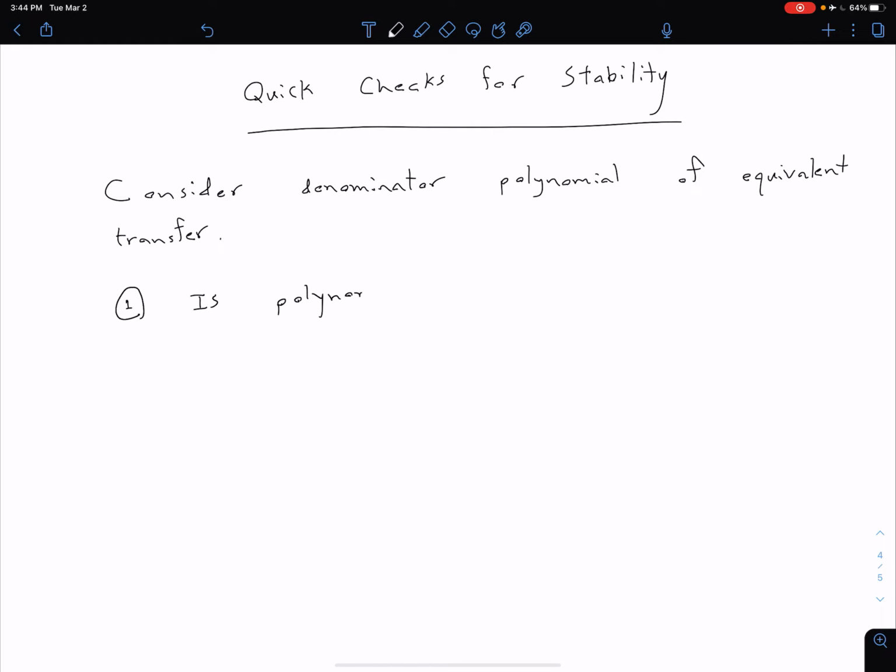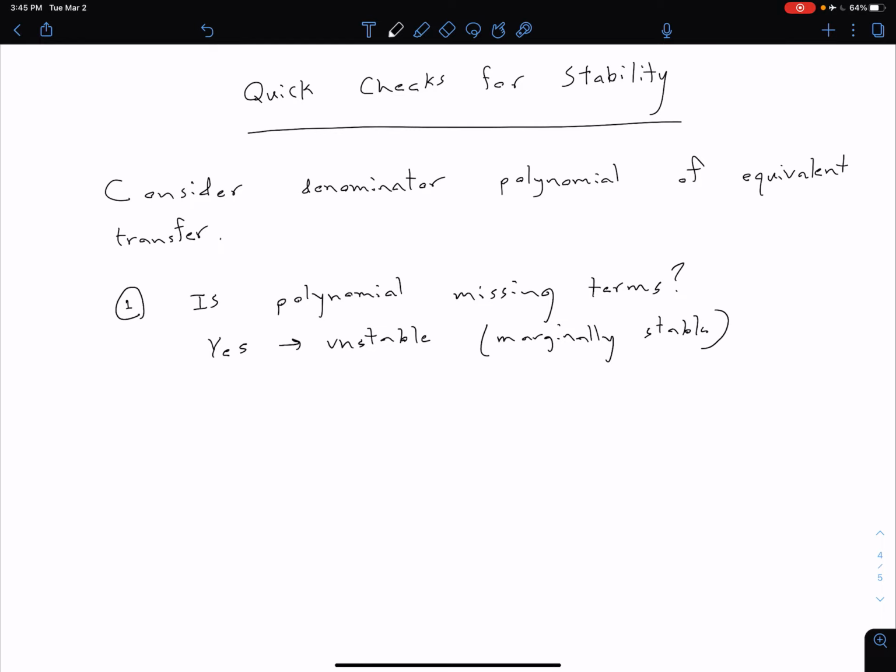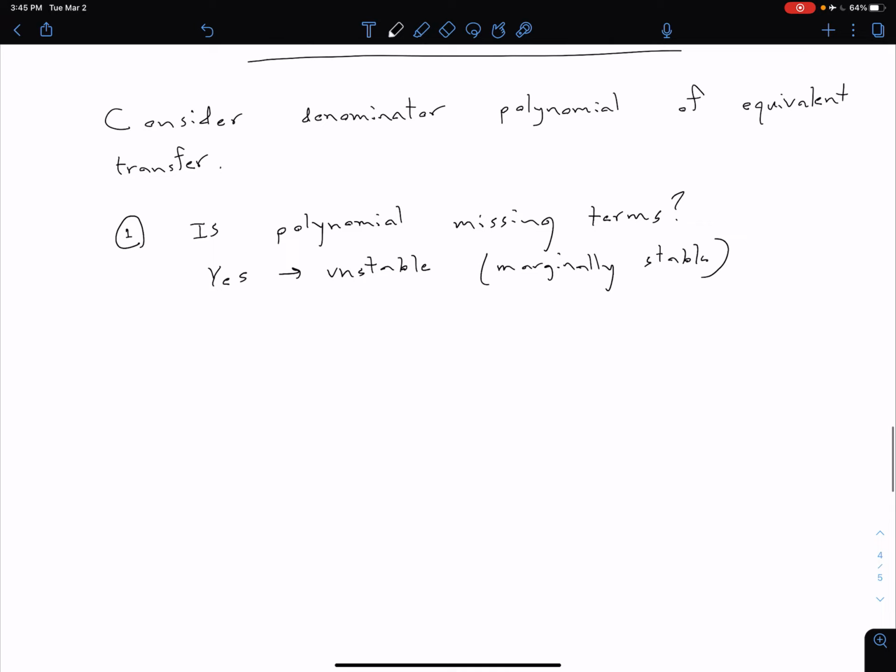So is our polynomial missing terms? If the answer to that is yes, then that means our system is going to be unstable. There's also a chance that it can be marginally stable in this case, but at the very least, we could say that our system is not stable if it is missing terms. So what do I mean by is the polynomial missing terms?